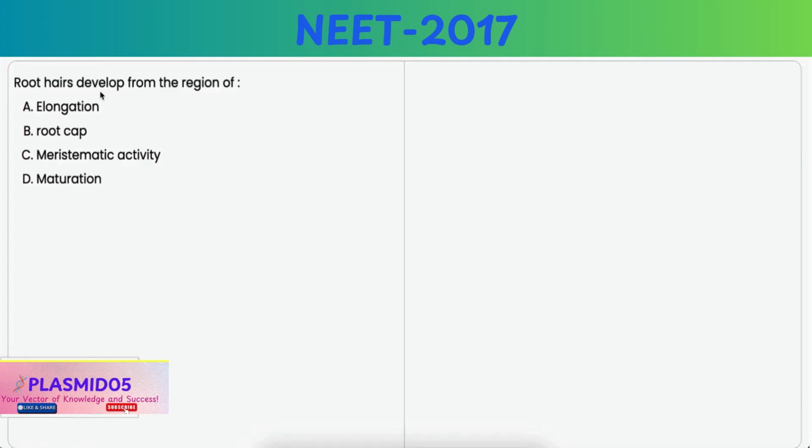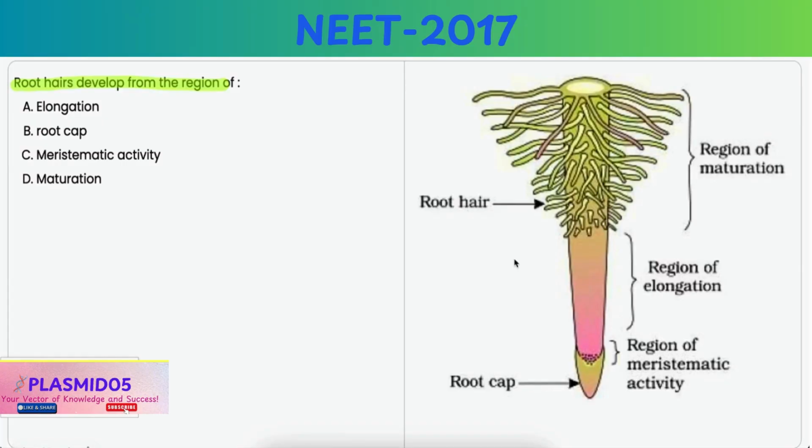In this question, you have to identify that root hair develops from which region of plant. Option A, elongation. It is incorrect because the region of elongation in the root is where the cells increase in size, but root hairs do not develop here. Now, this zone is rather responsible for the lengthening of the root.